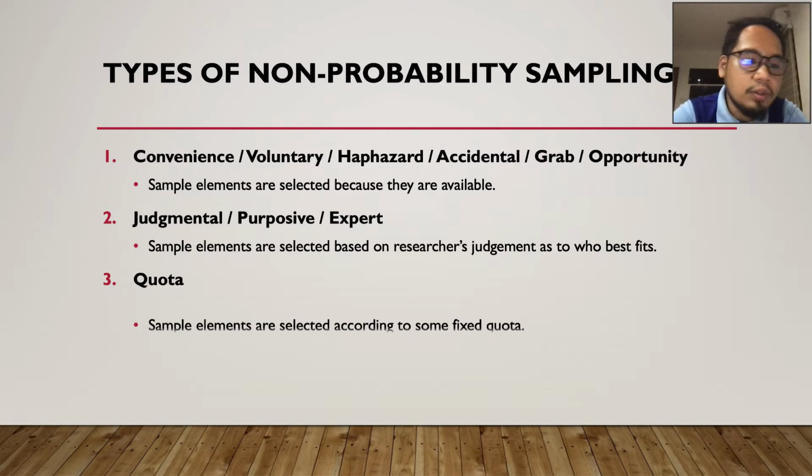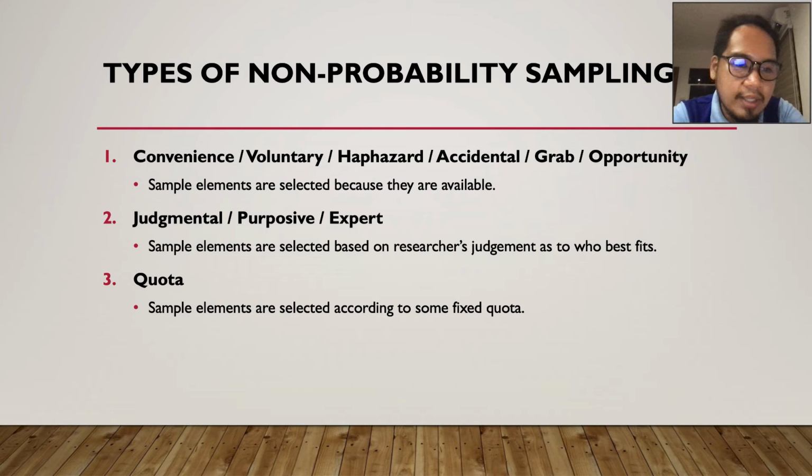Next is quota sampling, wherein sample elements are selected according to some fixed quota. So say you said to yourself that I need 50 men and I need 40 women for my sample. That's it. To make the long story short, quota sampling is basically stratified sampling without the randomness. In stratified sampling, we divide them into strata, into homogeneous groupings.